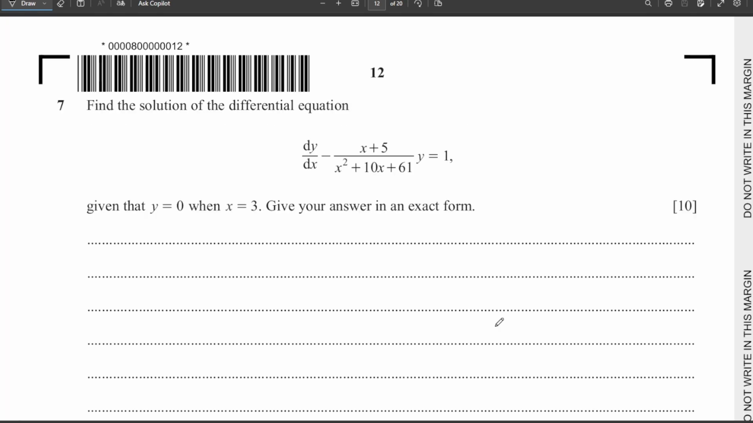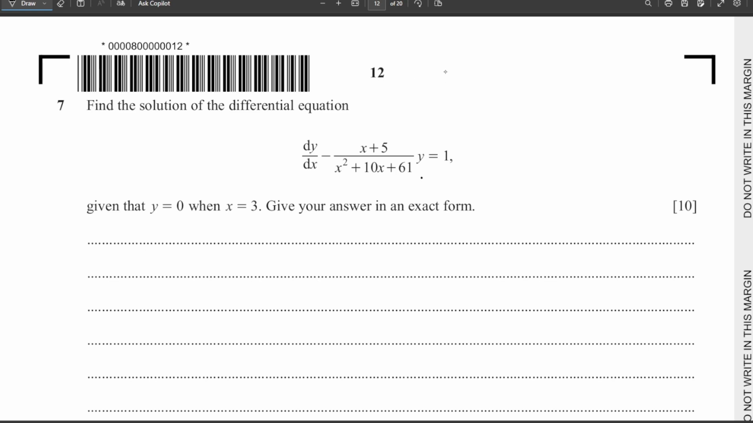Okay, question 7 is a differential equation given to you in this form, and they also give you some boundary condition, and they want us to give the answer in the exact form. So the previous question, question 6, dealt with a second order differential equation. In this case, it's a first order and it's a linear differential equation.